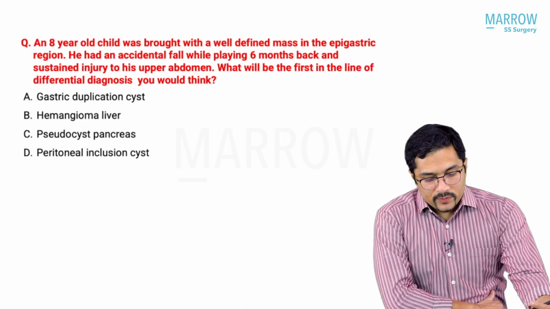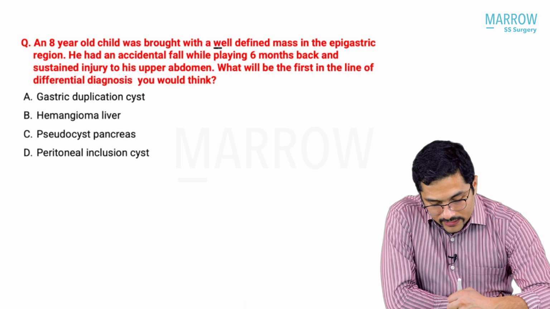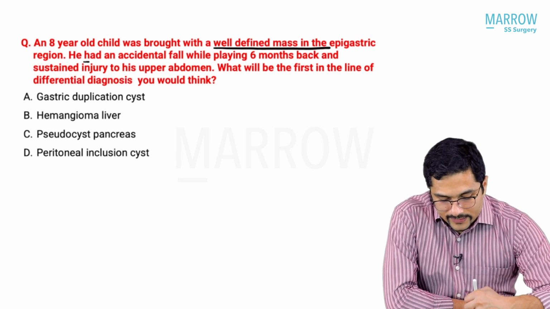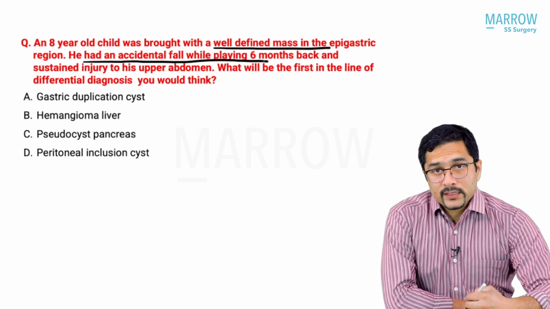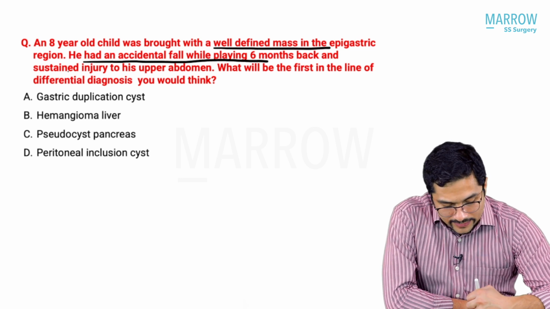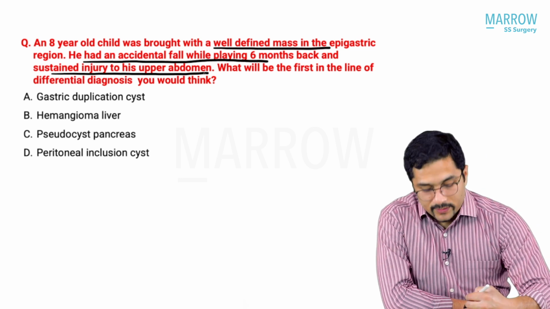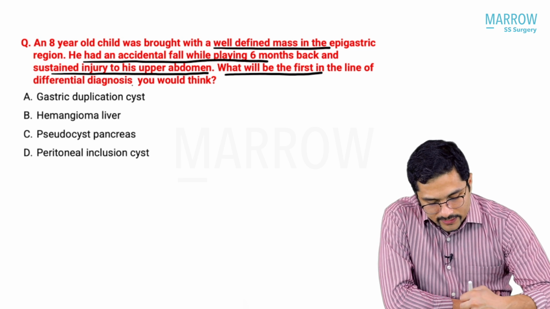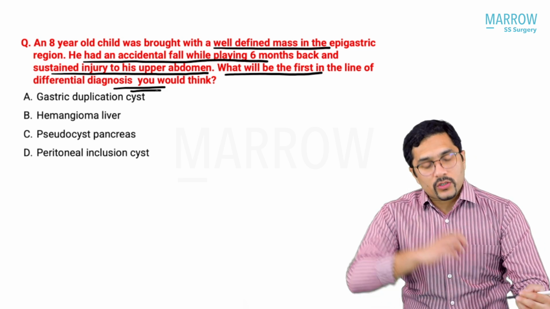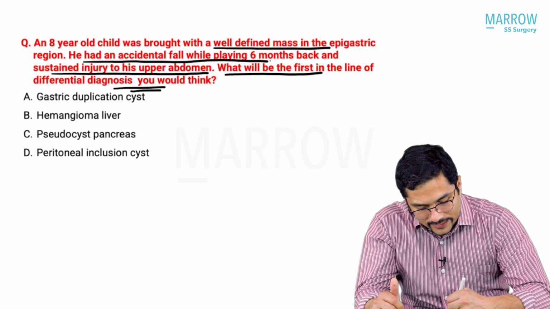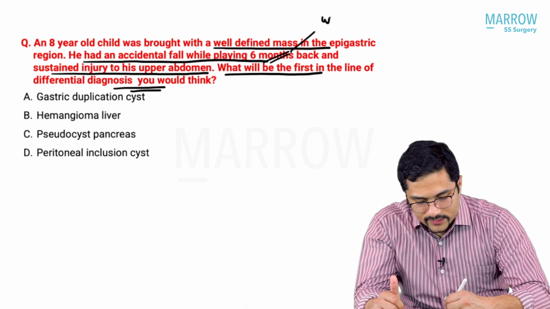An 8-year-old child was brought with a well-defined mass in the epigastric region. He had an accidental fall while playing 6 months back and sustained injury to his upper abdomen. What will be the first line of differential diagnosis which you would think? This I feel was, I think so, 6 weeks and not 6 months.